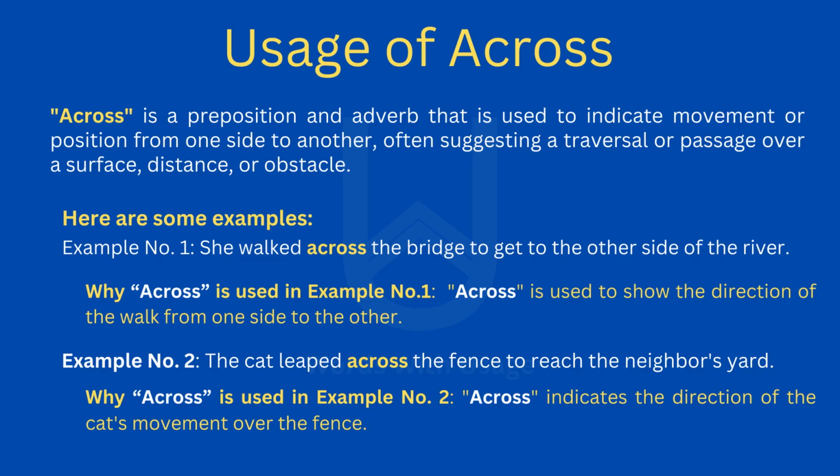Here are some examples. Example number 1, she walked across the bridge to get to the other side of the river. Why across is used in example number 1. Across is used to show the direction of the walk from one side to the other.